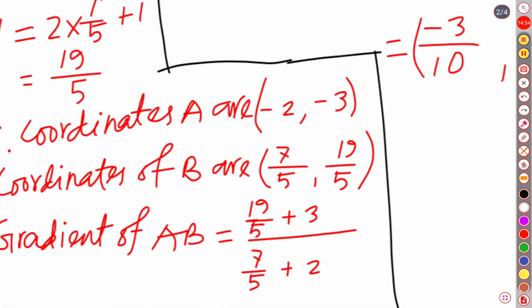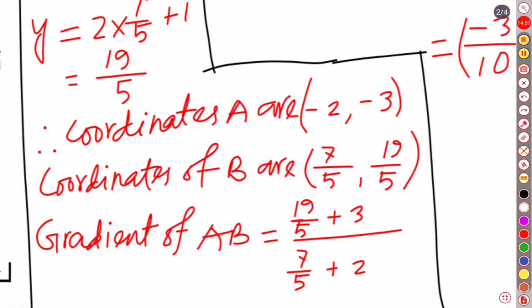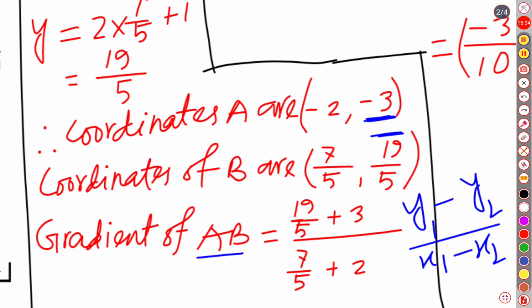First of all, we should know the gradient, because for forming an equation we should know the gradient of a line. How can we find a gradient? First we are going to find the gradient of AB. The y coordinate of A is this, the y coordinate of B is this. So it is 19 over 5 plus 3, it should actually be minus minus, so plus 3. The gradient is equal to y1 minus y2 over x1 minus x2. This is how we find the gradient.